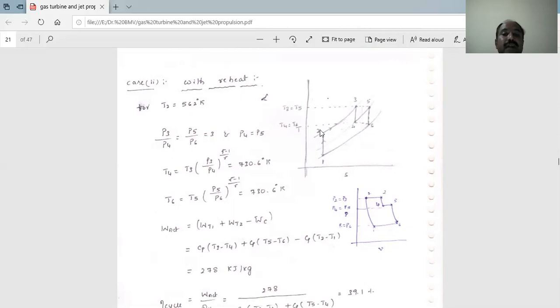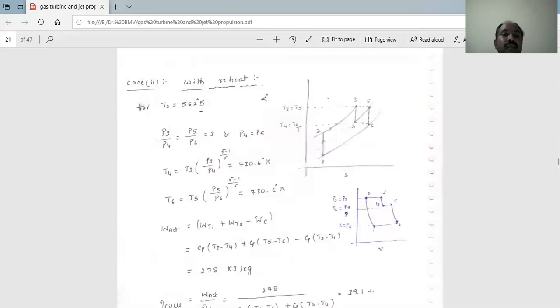1 to 2, the compression process. 2 to 3, constant pressure heat addition process. 3 to 4, the expansion. Here in the reheating, there will be two turbines, a high pressure turbine and a low pressure turbine. Once again, the reheater brings the gas to the same temperature. T3 is equal to T5, T4 is equal to T6. Here also we should write P2 is equal to P3, P4 is equal to P5, P1 is equal to P6. Like that we have to write down the PV and TS diagram of the reheating cycle.